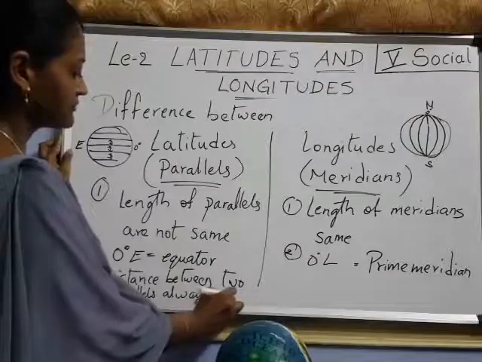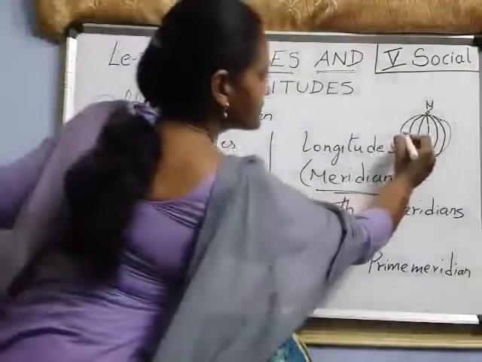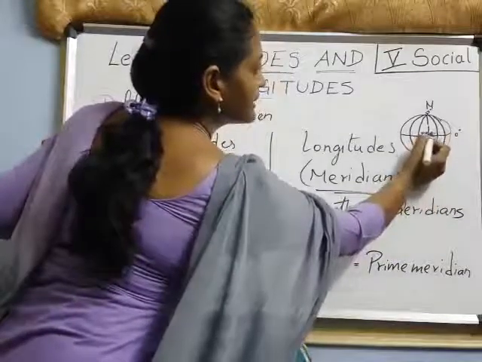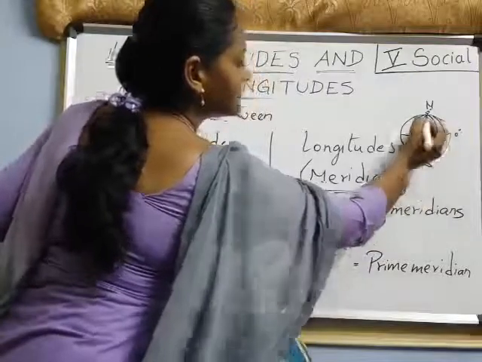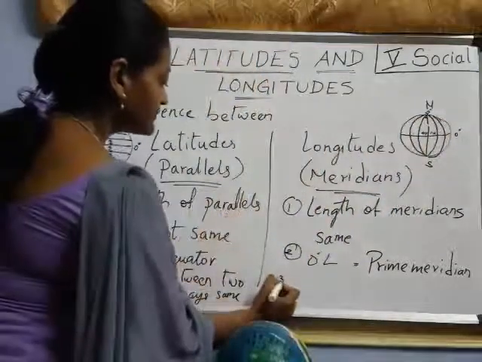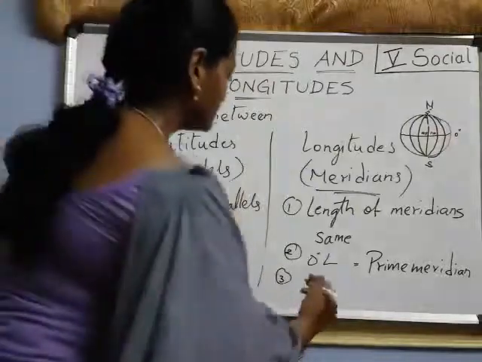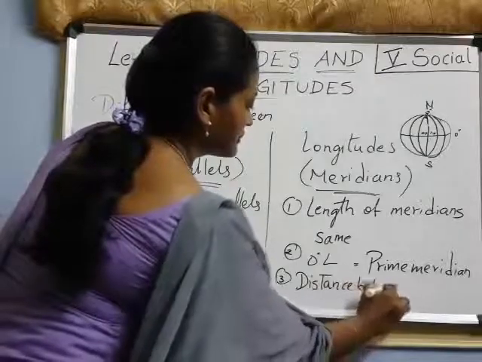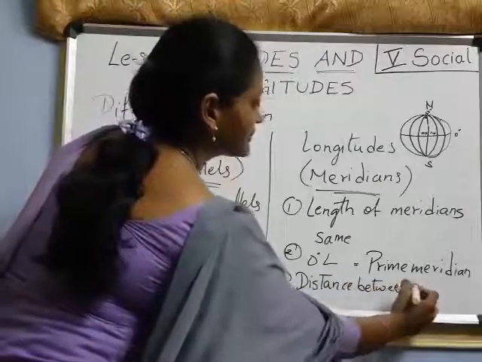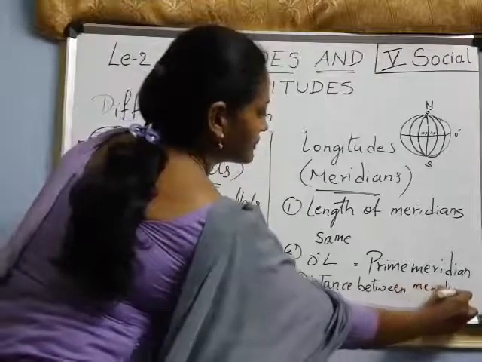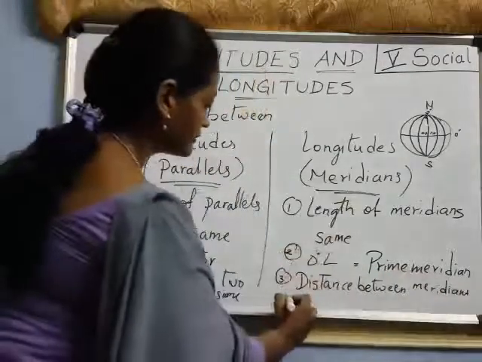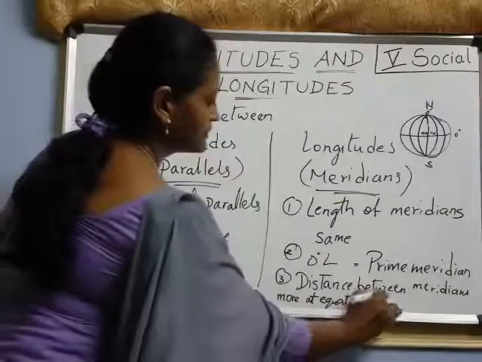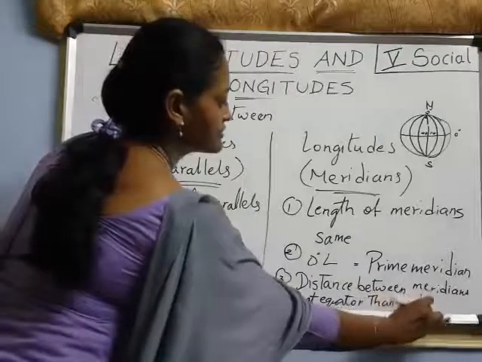Always same, remember. Here, this is 0 degrees, and the distance between the two meridians is more at the equator and less at the poles, I said, right? So the third difference is the distance between two meridians. Meridians are more at the equator than at the poles. Have you understood these differences?